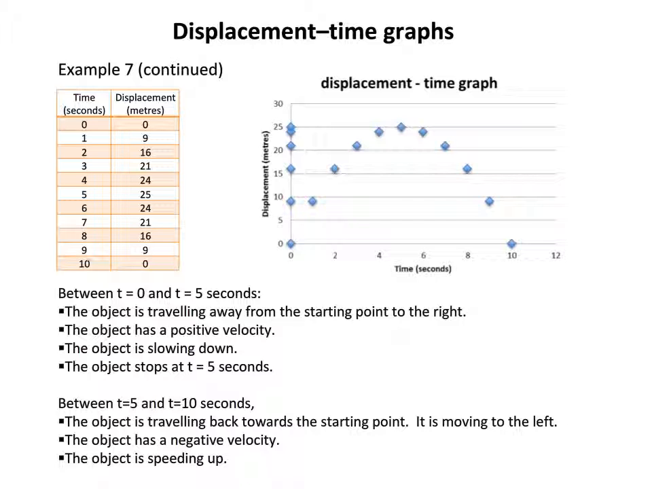Let's take this step by step. Between 0 and 5 seconds the object is travelling away from the starting point to the right. The object has a positive velocity. The object is also slowing down, and the object stops at 5 seconds. Now between 5 and 10 seconds the object is travelling back towards the starting point. It is moving to the left. It has negative velocity, and also the object is speeding up.